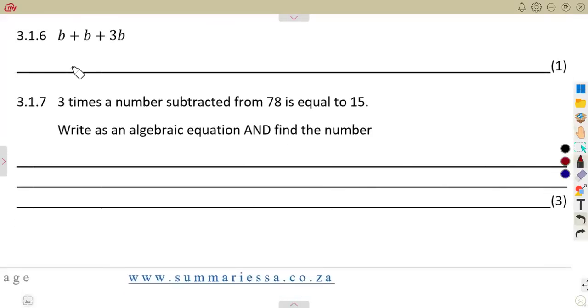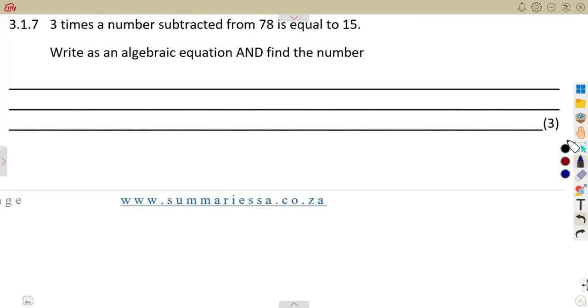3.16, this is p plus p plus 3p. What are we supposed to do here? This is not an equation. We do not have an equal sign. So we're just supposed to add. This is 1. This is 1. These are like terms. There's a 1 here. There's a 1 here. So you add 1 plus 1 plus 3. So 1 plus 1, that's 2 plus 3, which is 5. So this one was straightforward, guys. It was going to give us 5p. So I just gave it 1 mark.